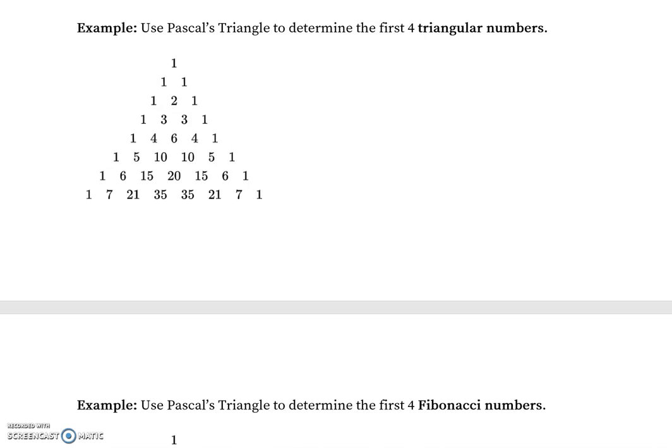All right, so we're just looking at more examples using Pascal's triangle. Notice every time I just have the triangle already sort of reprinted for us, so that we don't have to waste time rewriting that. So anyway, this one's going to say determine the first 4 triangular numbers using Pascal's triangle.